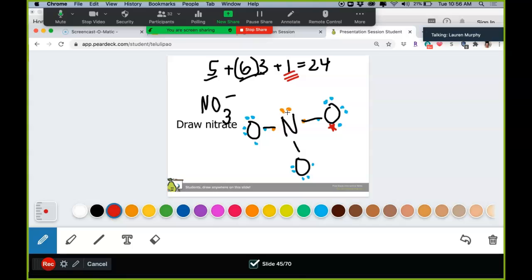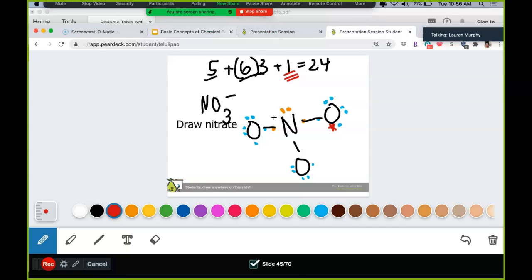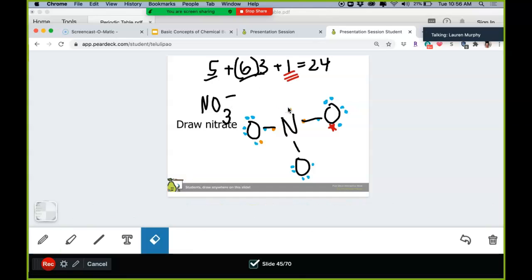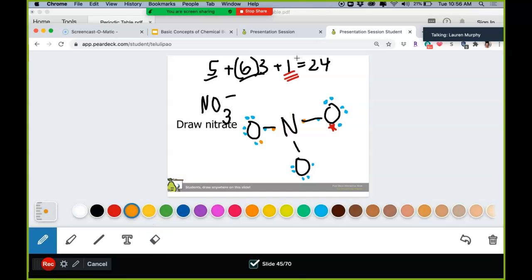The answer is yes. Because these oxygens aren't stable, I'm going to mess with it. I'm going to take this electron right here, and I'll color it orange so we know it came from the nitrogen, and I'm going to let this oxygen have it, breaking up the lone pair. That leaves me with one electron up here, right? Suggestions.